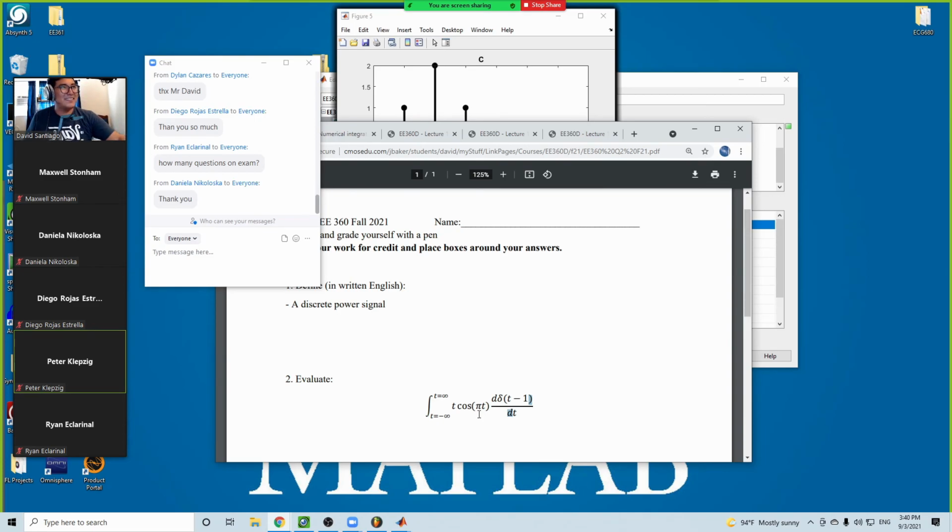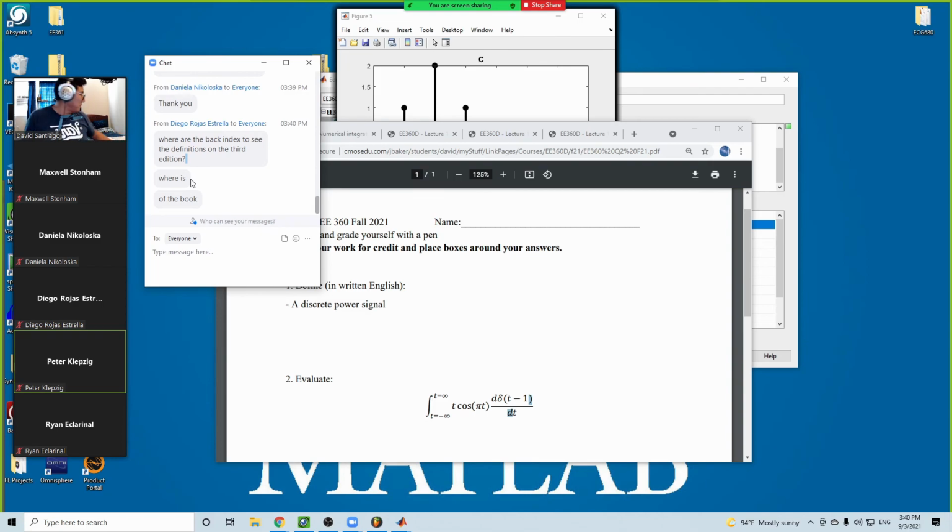All right. Where is the back index? Third edition. Where is it, of the book? Oh, an emoji. Wow, our first emoji, guys.